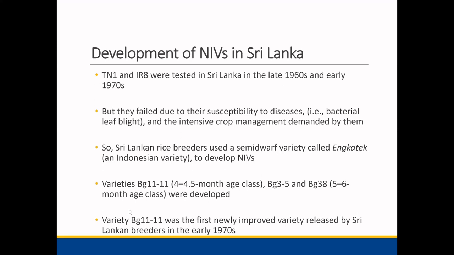That's now 35 years ago. So these varieties, BG300 and BG350, were released in the early 1990s to fulfill this requirement of short duration, 3 and 3.5 months. These two varieties are grown on more than 50% of the annual cultivation extent even today. They are very popular among farmers and occupy the rice lands in Sri Lanka.